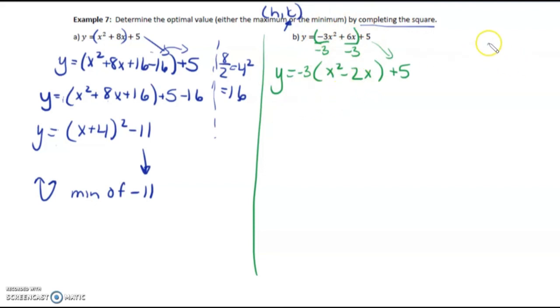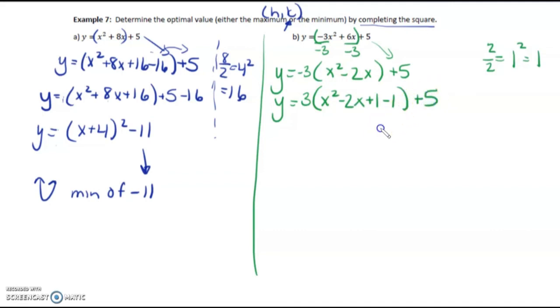Okay, let's take that 2. We're going to divide it by 2 at the side of our paper, which is 1, and then square it, which is 1. So we're going to go x squared minus 2x. We're going to add 1, subtract 1 inside of the bracket. When we pull out the negative 1, we're going to multiply it by that coefficient, which is negative 3.